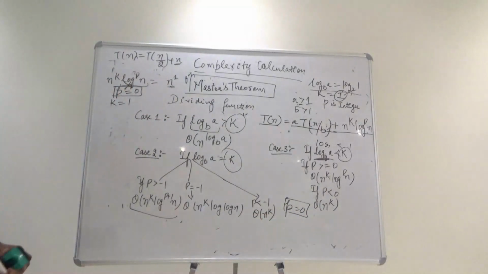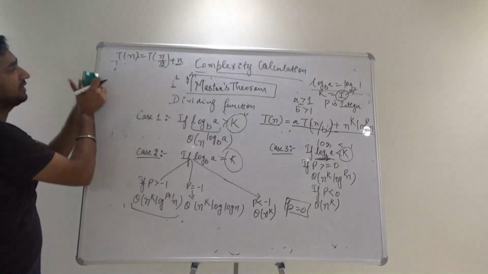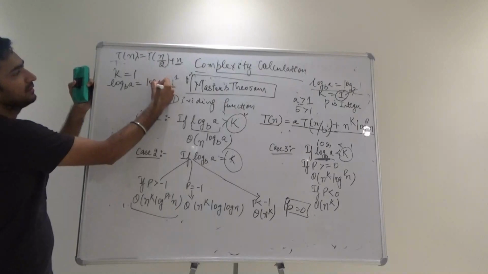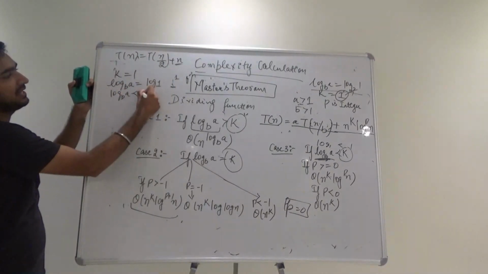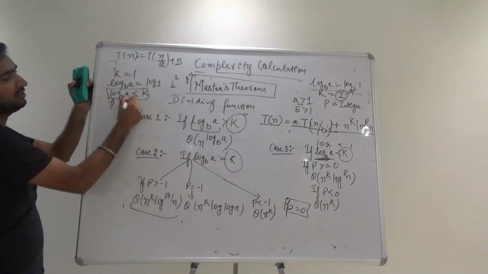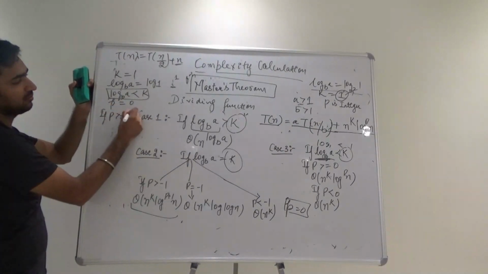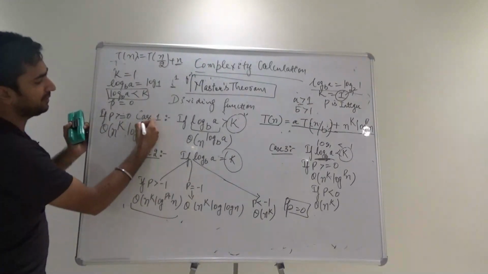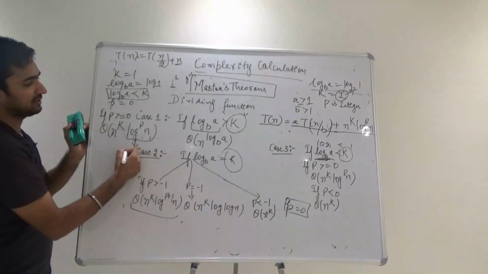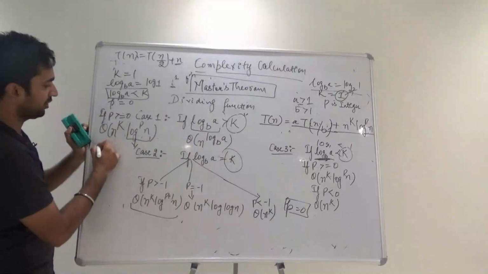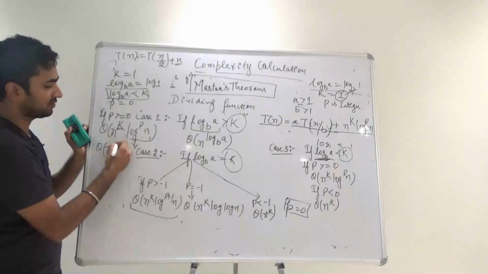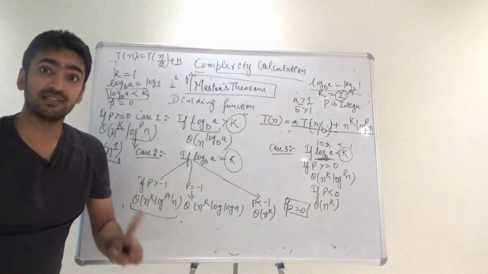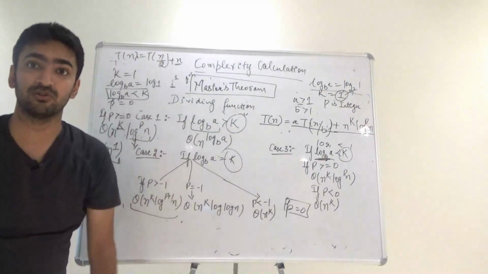So how are you going to calculate? We have got k value as 1, and log base b of a is log 1, so log base b of a is less than k. P value was 0. If p is greater than or equal to 0, the complexity would be order of n raised to power k log to the power p of n. P value is 0, so there is no log term. Order of n raised to power k, k value was 1, so the answer was order of n^1, which is the answer that we calculated in the previous video also.